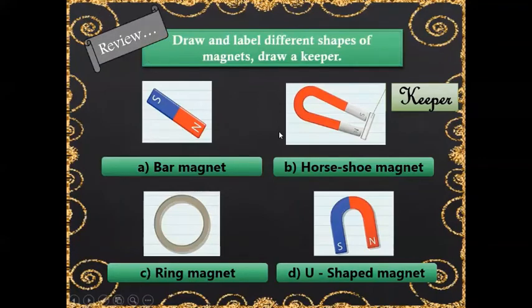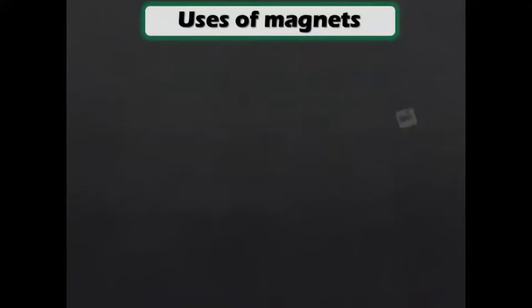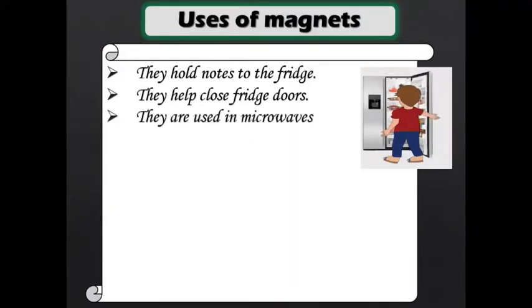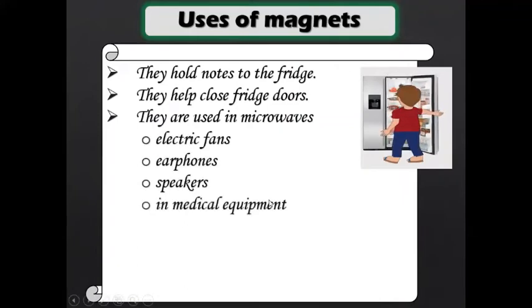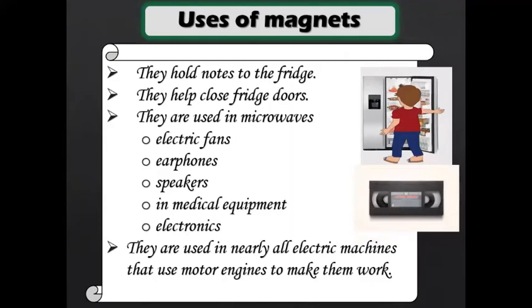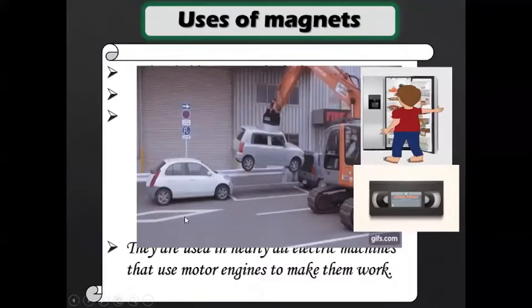Now we come to uses of the magnets. Students, magnets are used in many electrical machines and motors. They hold notes to the fridge, they help close fridge doors, they are used in microwaves, electric fans, earphones, speakers, medical equipment, electronics. They are used in nearly all electric machines that use motor engines to make them work. Even it helps to lift the heaviest object like a car.